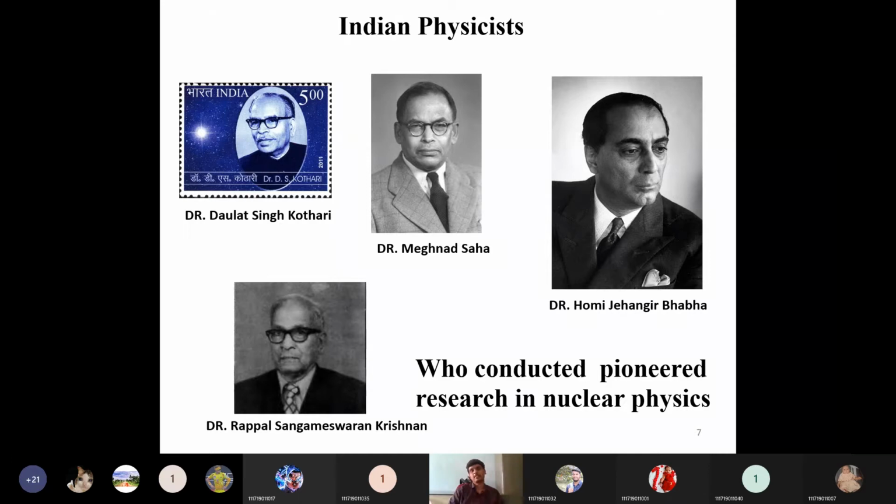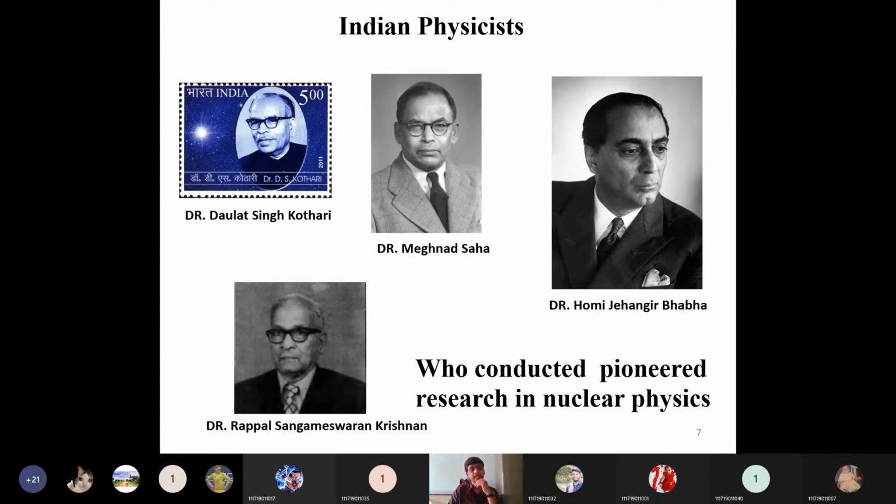Then there are many pioneers, and we have to remember them. They are the first persons to conduct R&D activities in India. Among them, the first is an Indian scientist and educationist, Dr. Daulat Singh Kothari. He is an eminent scientist who conducted pioneering research, especially in India. He was an educationist also.